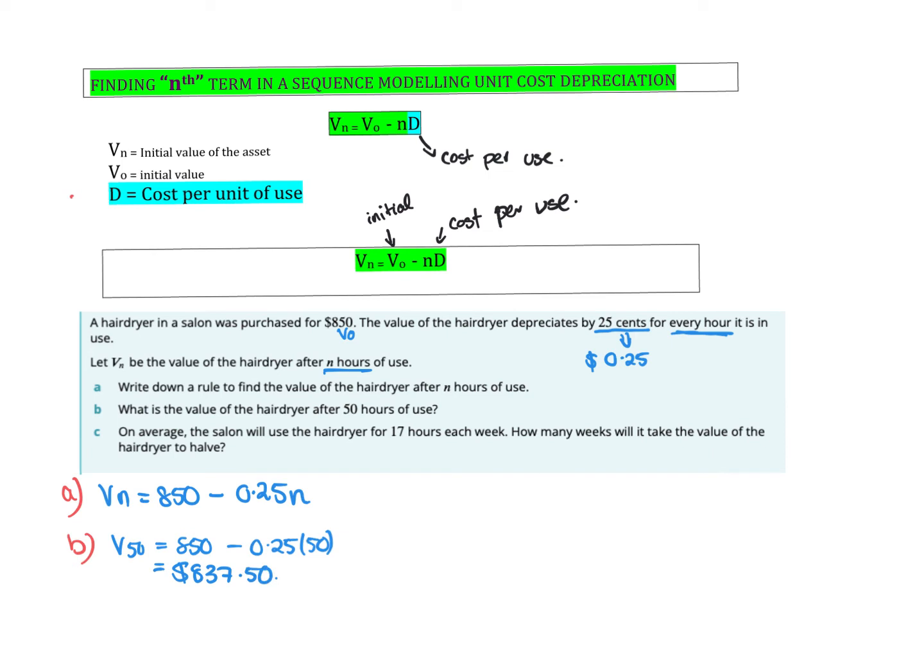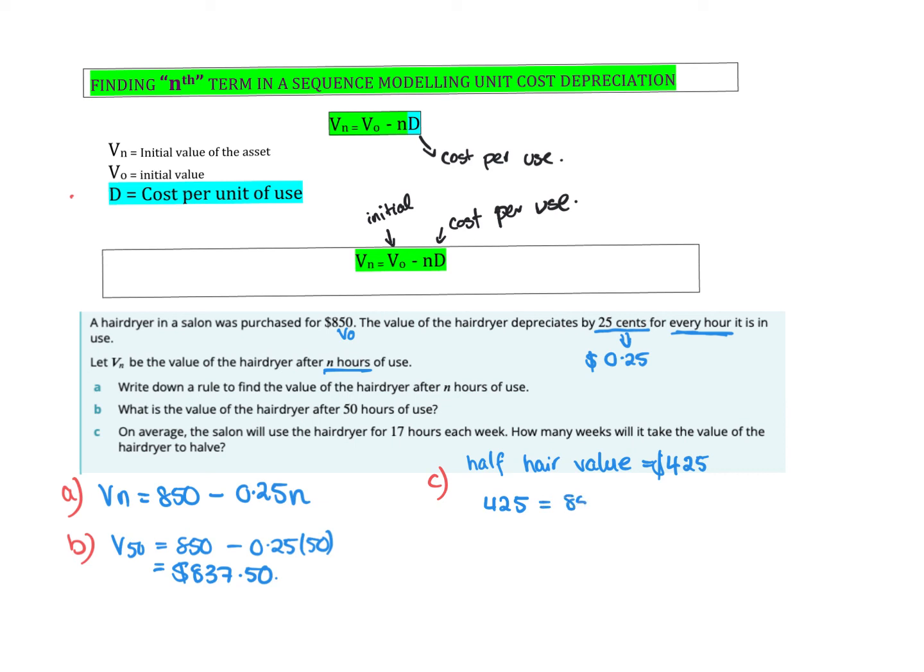Then we're up to C. On average, a salon will use a hairdryer for 17 hours a week. How many weeks will it take for the value of the hairdryer to halve? So let's think about this. What is half the hairdryer value? What will that equal? 425? Are you all happy with that? Yeah? So we want to know when the value is that. So I'm going to say, when is the value 425?